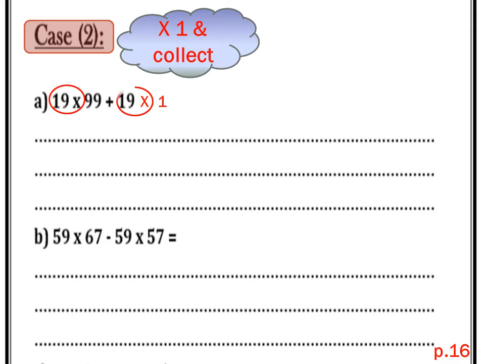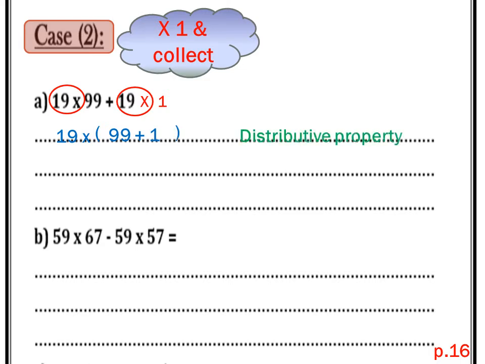Then circle 19 times. So now we have 19 times 99 plus 19 times 1. Here, 19 times 1 will never change the number, but we are going to take the multiply here with us. So collect the repeated number and multiply, which is 19 times. Now open bracket and write the rest, which are 99 plus 1. And don't forget to write the 1. And now close the bracket.